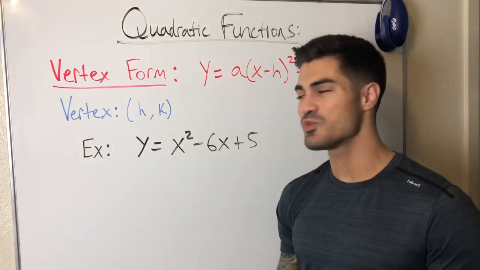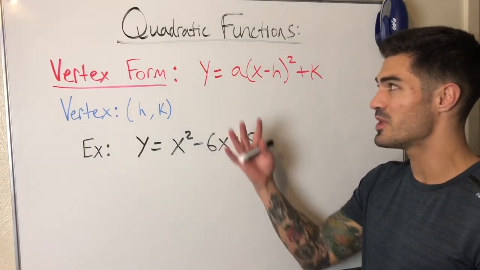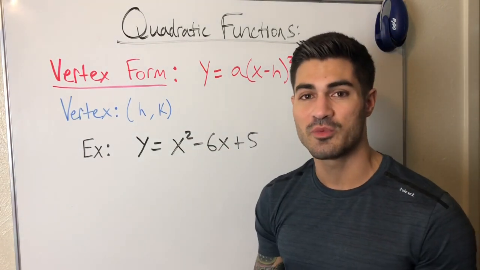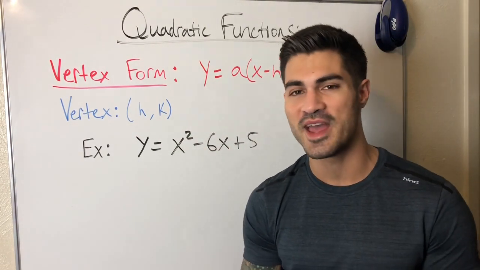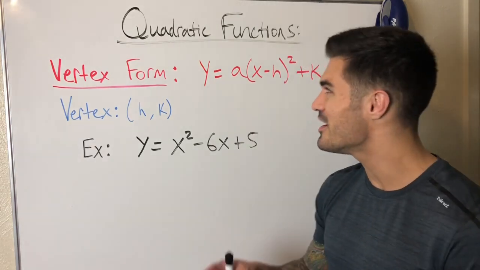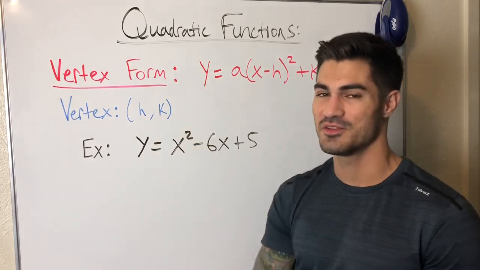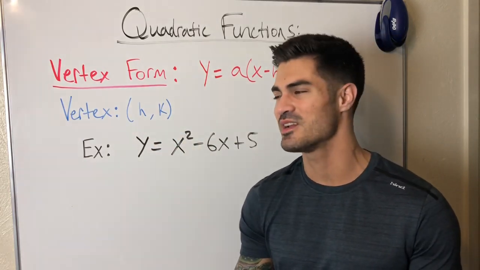And there's a couple reasons why we do this. The first reason is because when we get it into vertex form, the vertex is easy to identify. We don't have to do any negative b over 2a and plug it back in. We can just look at it and see, okay, this is my h, this is my k, therefore that's the vertex. We don't do any algebra, so it's kind of nice.